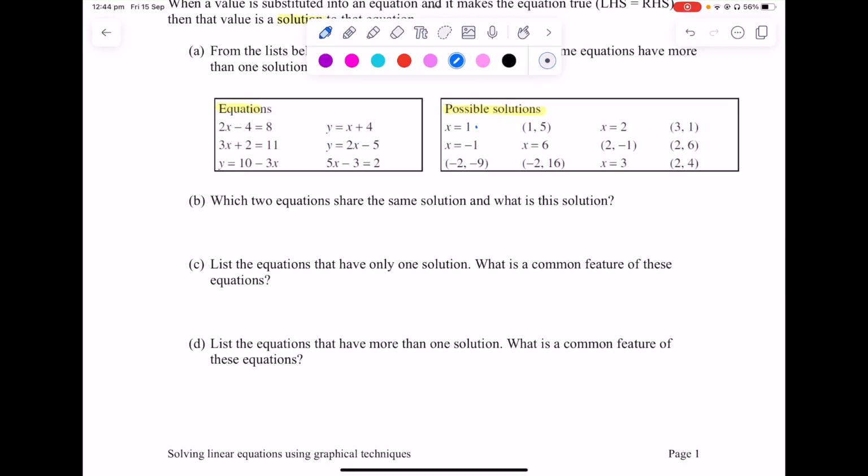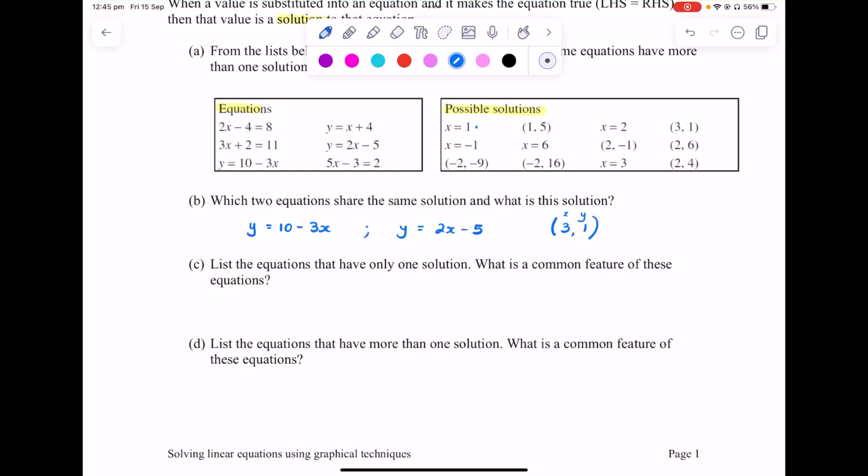Now, some answers to this. Which two equations share the same solution, and what is that solution? Well, I have y equals 10 minus 3x, and I also have y equals 2x minus 5, and they share the same solution, which is the solution 3, 1. Meaning, when I substitute x equals 3 into both of those equations, we get the y value is 1.